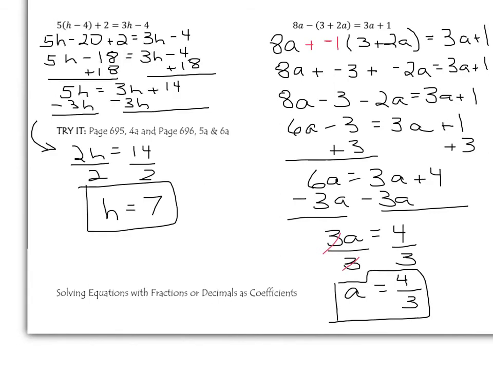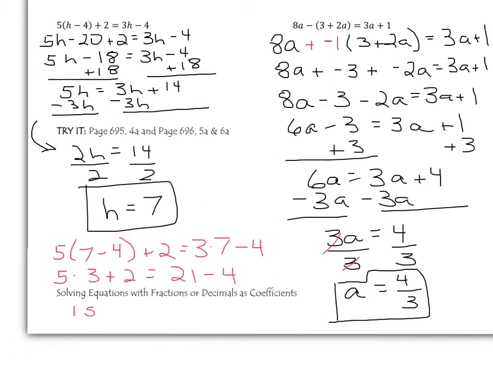Okay, you should have gotten h equals 7, and to check your work, let's go ahead and plug 7 back in. 5 times, instead of h in the original equation, we're putting 7. And that should be a minus. So 5 times, and then 7 minus 4 is 3. 3 times 7 is 21. So we have 15 plus 2 should equal 17, and it does, so it checks.